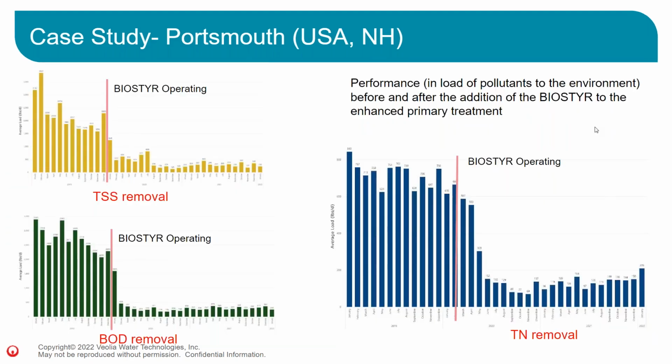Here are a couple of results from the plant. What you can see is TSS removal, BOD removal, and total nitrogen removal. This is the load going to the environment. What you can see is when the plant with the Biostyr went online, there was a drastic drop of the TSS and BOD. Total nitrogen followed shortly after, just the time the nitrification and denitrification bacteria started to work in the process, since you need to acclimate your bacteria. So you can see very good performances since the startup of the plant, actually.